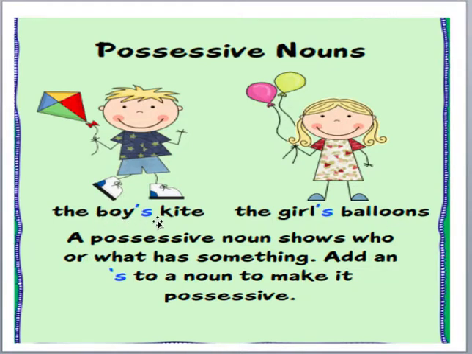Now the boy's kite, the boy is my singular noun and kite is what he owns. So I take the boy, the singular noun, I put apostrophe s and then I write kite. The same thing with the girl is my singular noun, I add apostrophe s and I write what she owns. So the boy's kite, the girl's balloons. A possessive noun shows who or what has something with them. Add an apostrophe s to a noun to make it possessive.